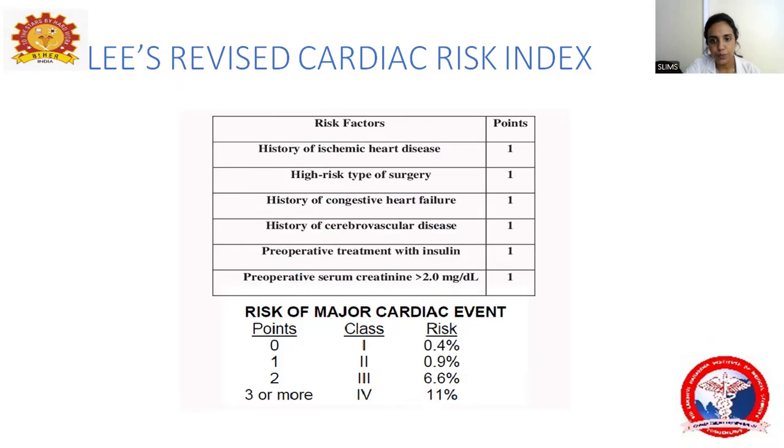Everything will be scored 1, and class 1, 2, 3, and 4 is there. Like class 1, the risk is around 0.4%, class 2, 0.9%, and class 3, there is 6.6%, and for class 4, there is 11% of major cardiac event risk.